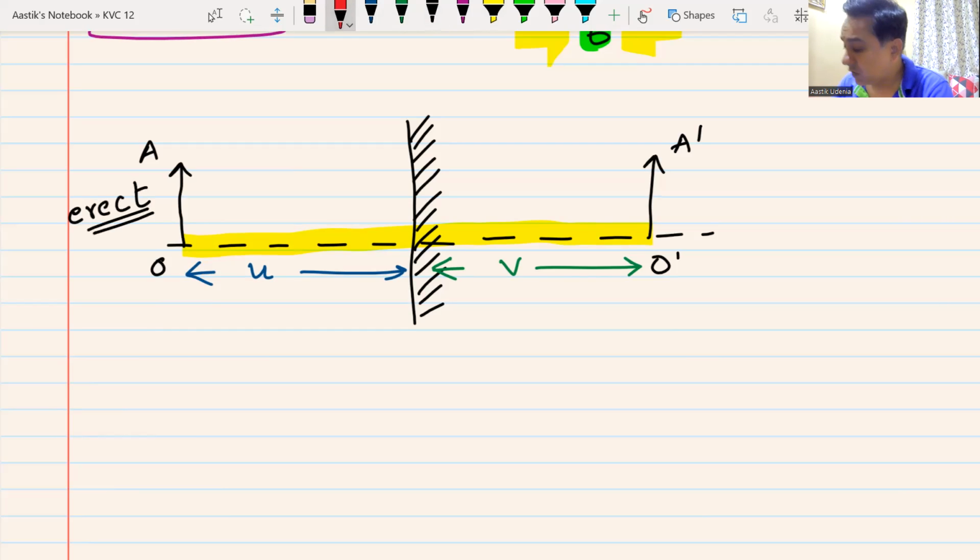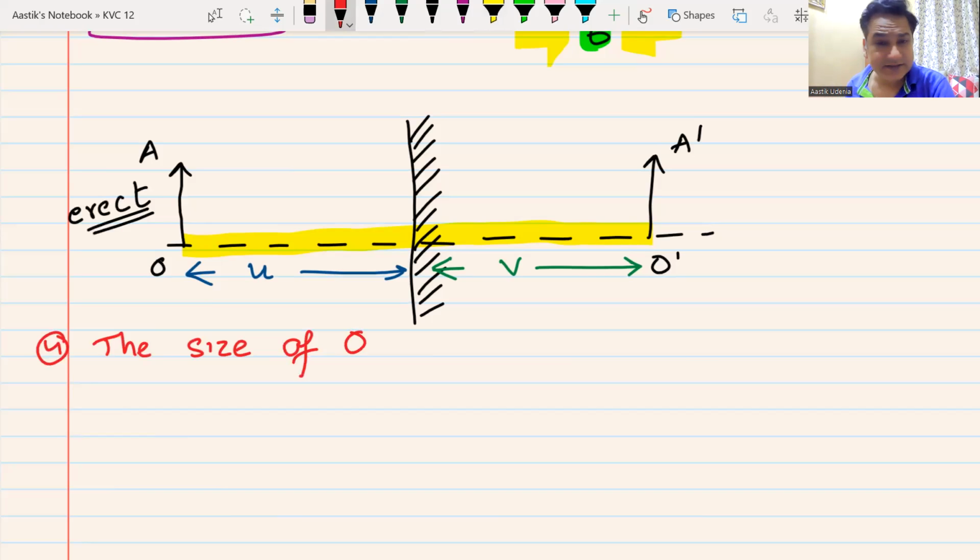So now we can move on to the 4th point. The size of the object. Now, when I say size, this size can be the height if it's kept like this. It could be length if it is kept like this. What can you say about the size of the object and size of the image? Same, different? Same. Yes. Size of the object will be same as the size of the image. Well done.